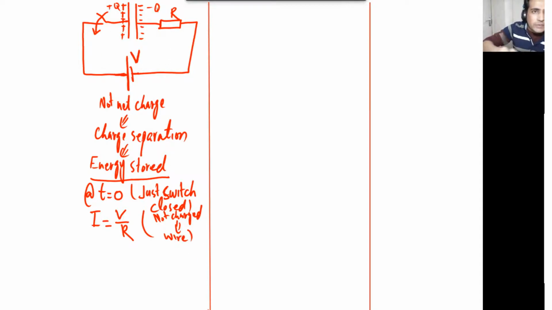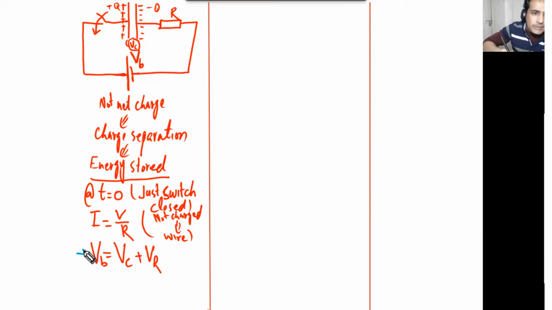But as more and more charge is stored on the capacitor, finally the current will stop. There will be no current. How can we understand that? Let's say this is the voltage of the battery, and the voltage across these plates is Vc, the voltage of the capacitor. At any time, VB has to be equal to Vc plus VR.